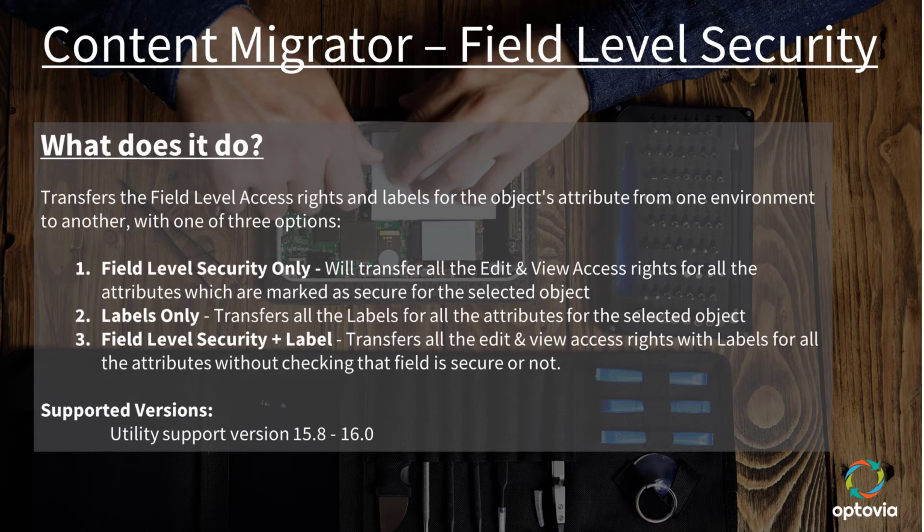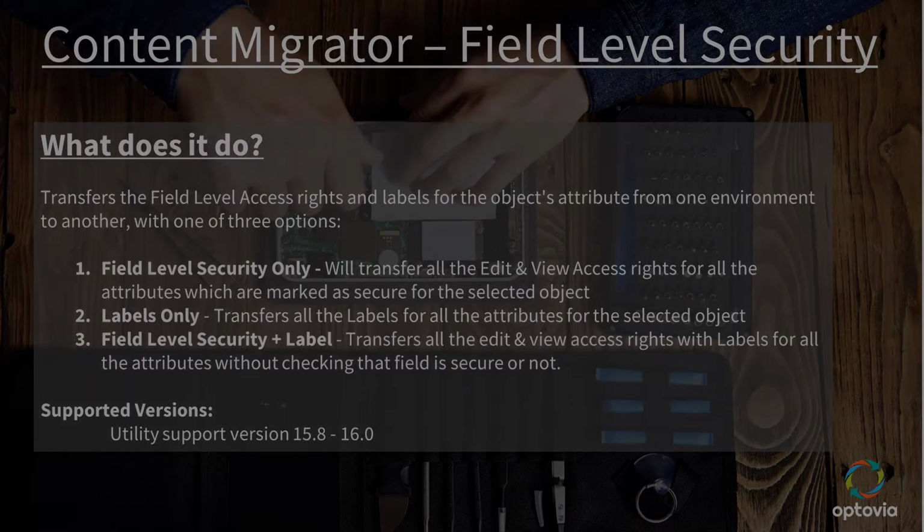When migrating field-level security, you have three options. You can migrate field-level security only, and that will transfer all the edit and view access rights for all the attributes which are marked as secure for the selected object. You can also just do labels only, and that transfers all the labels for all the attributes for the selected object, including language translation. And finally, field-level security and label, and that transfers the edit and view access rights with labels for all the attributes without checking if that field is secure or not.